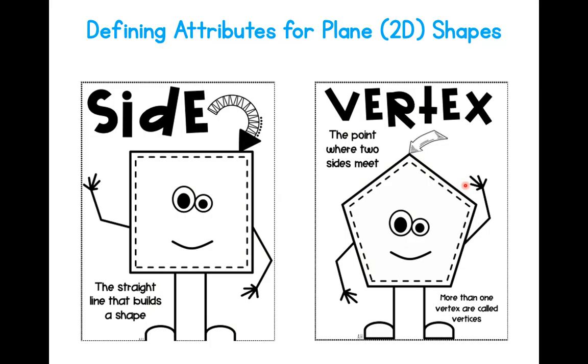So the most important attributes for a plain 2D shape are the number of sides. And remember, a side is the straight line that builds a shape, and vertices. So a vertex is the point where 2 sides meet. So this is a vertex. And we said that more than one vertex are called vertices.